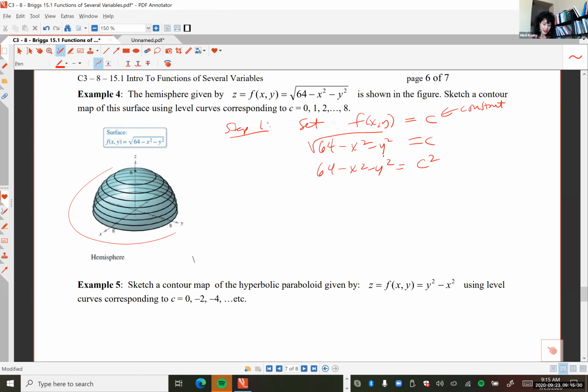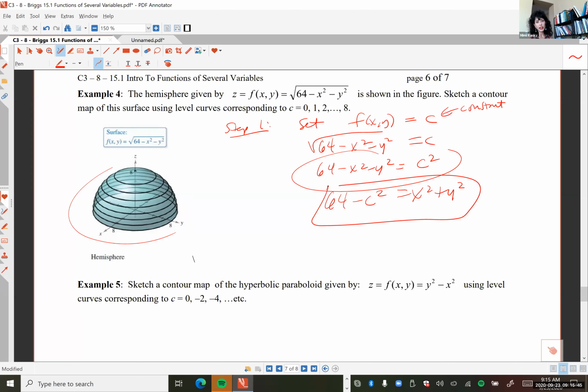So then what? Well, this equation, if you kind of move it around a little bit, like, well, how? Suppose I subtract c squared from both sides, that's just a number, and add the x squared and y squared terms to the other side. Does this look like something that you might recognize? And I claim, yes, it does. It looks like circles. C, you can pick different numbers for c.